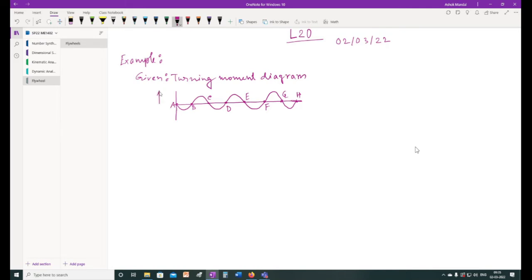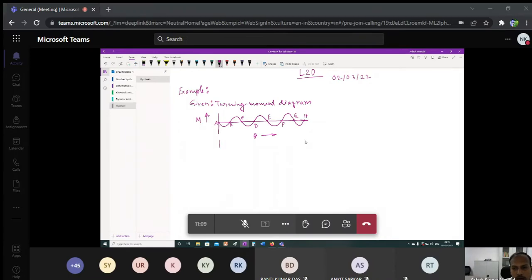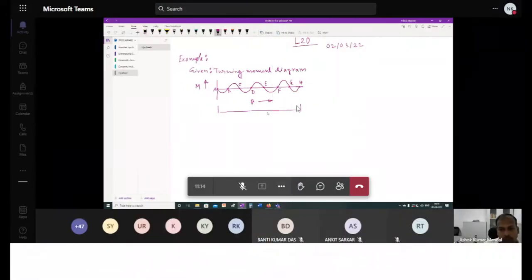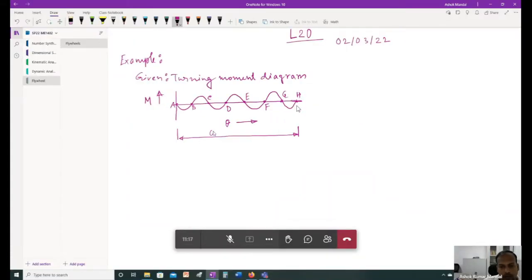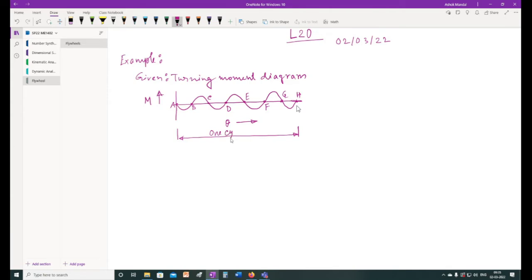This is the direction of available turning moment. This is the direction of crank rotation angle. This whole thing is one cycle presented here. What else is given is the mean area under the turning moment diagram.